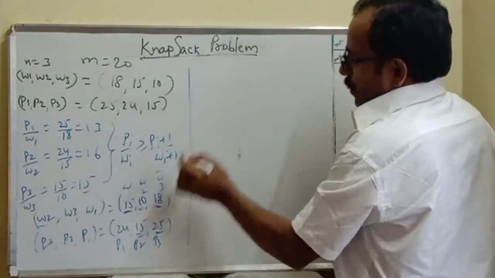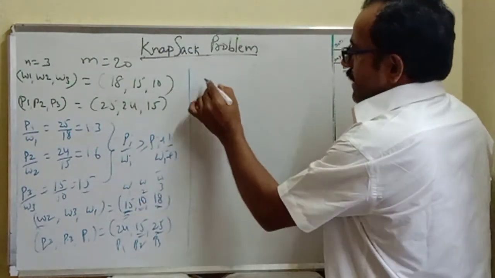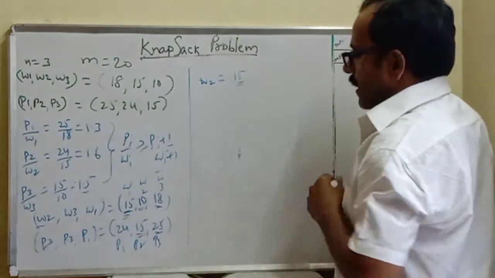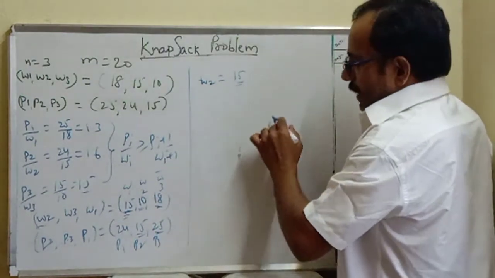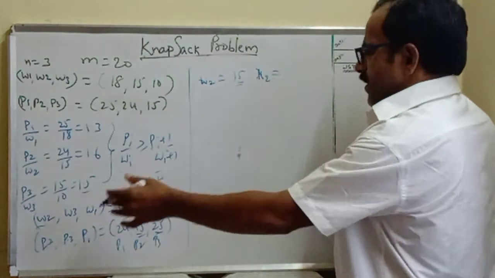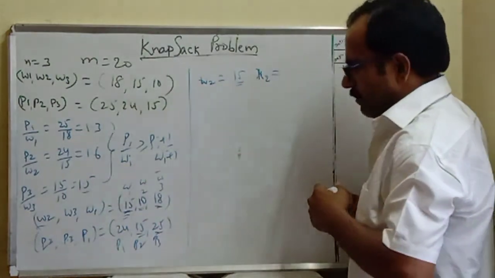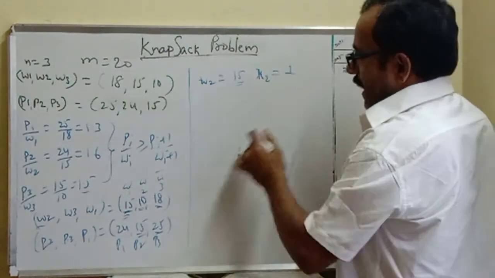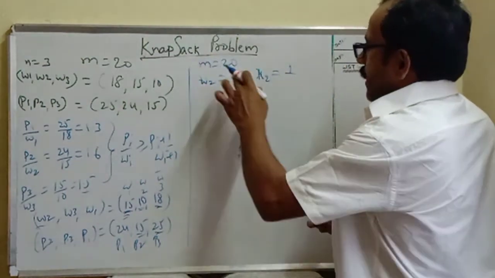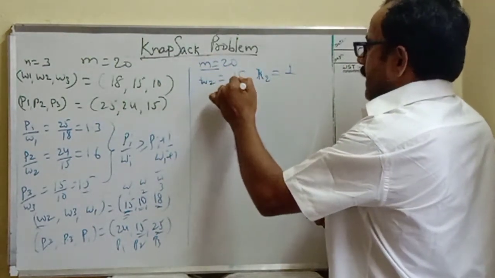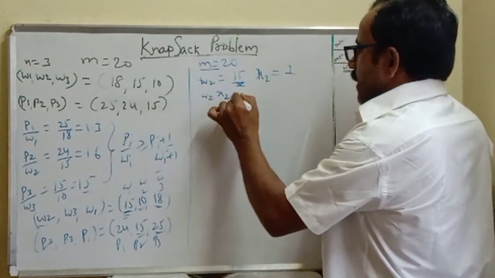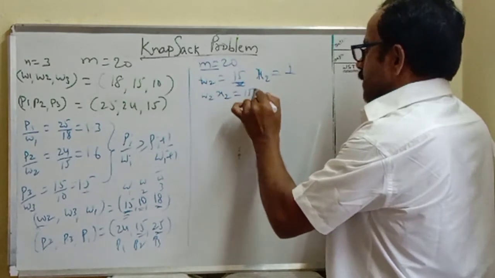Suppose you need to select this item completely. This item is W2. What is W2? W2 is 15. If W2 is 15, what is X2 now? Of course, take the same notations. X2 is 1, because the weight is 15 and the remaining knapsack capacity is 20, because initially we started with 20. This initial knapsack capacity is greater than 15, so we can completely consider the item. Then the weight included into the knapsack is W2 X2, that is 15 into 1 equal to 15.